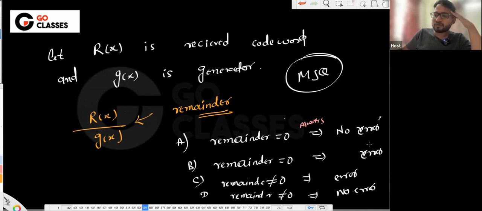So remainder 0, then no, it doesn't say no error. If the remainder is 0, then maybe there is an error, maybe not, right? So you are not sure. But if the remainder is not 0, then you are going to say that there will be an error. So C is the answer, right? Okay.